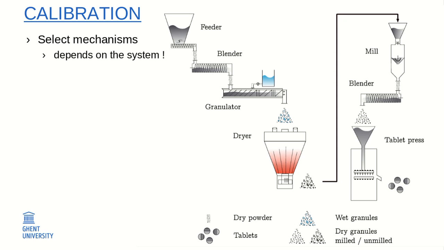So if you want to calibrate a model, you first need to select the mechanisms that are occurring in the system. And this will, of course, depend highly on the system under study. So in this presentation, I will show some examples from a continuous pharmaceutical production line, which transforms powder into tablets. You do not need to know all the details of this production line, just that it transforms a blend of dry powder into wet granules, which are then dried, milled, and pressed into tablets.